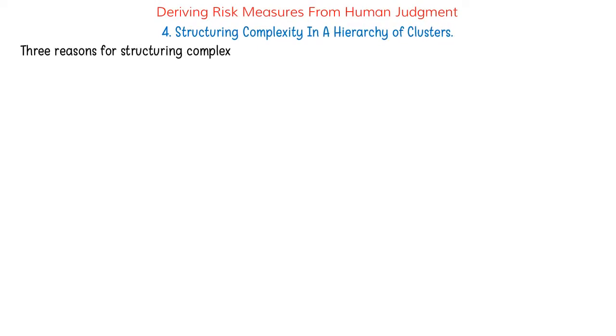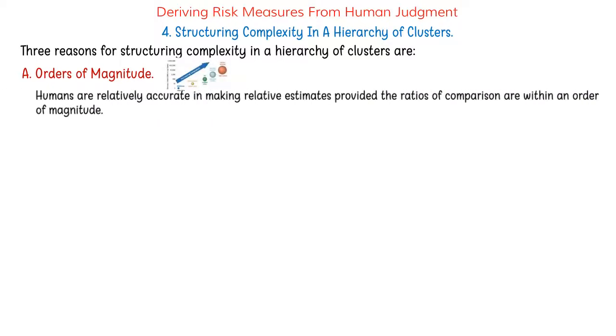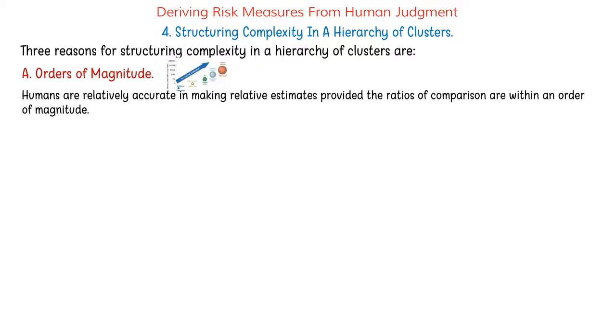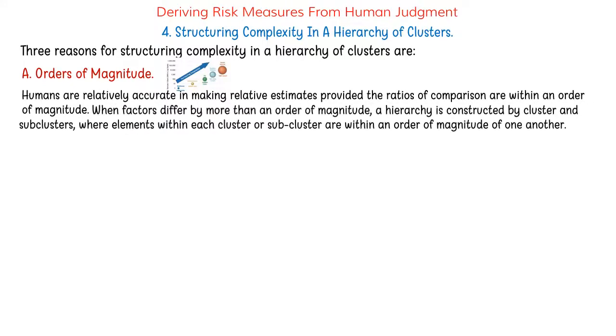Four. Structuring complexity in a hierarchy of clusters. 3 reasons for structuring complexity in a hierarchy of clusters are: A. Orders of magnitude. Humans are relatively accurate in making relative estimates provided the ratios of comparison are within an order of magnitude. When factors differ by more than an order of magnitude, a hierarchy is constructed by cluster and subclusters, where elements within each cluster or subcluster are within an order of magnitude of one another.